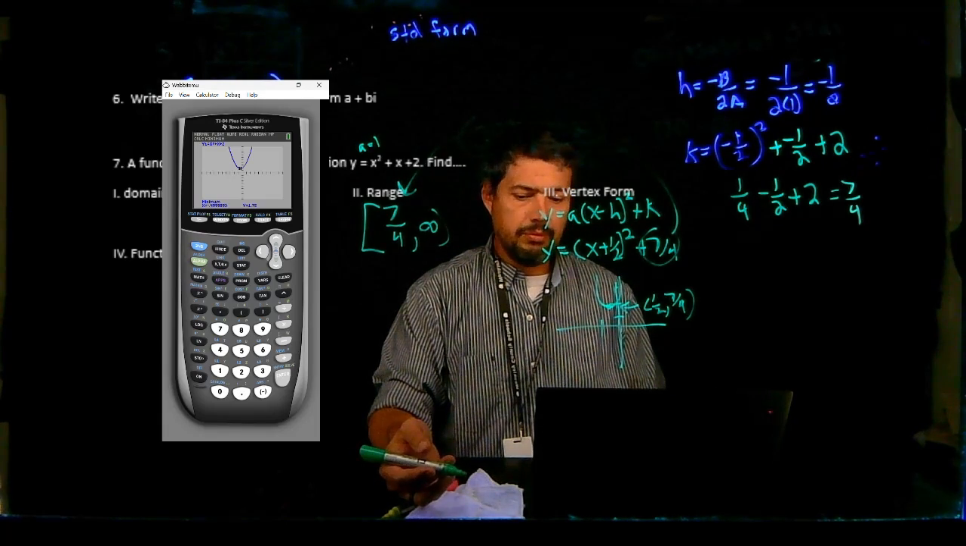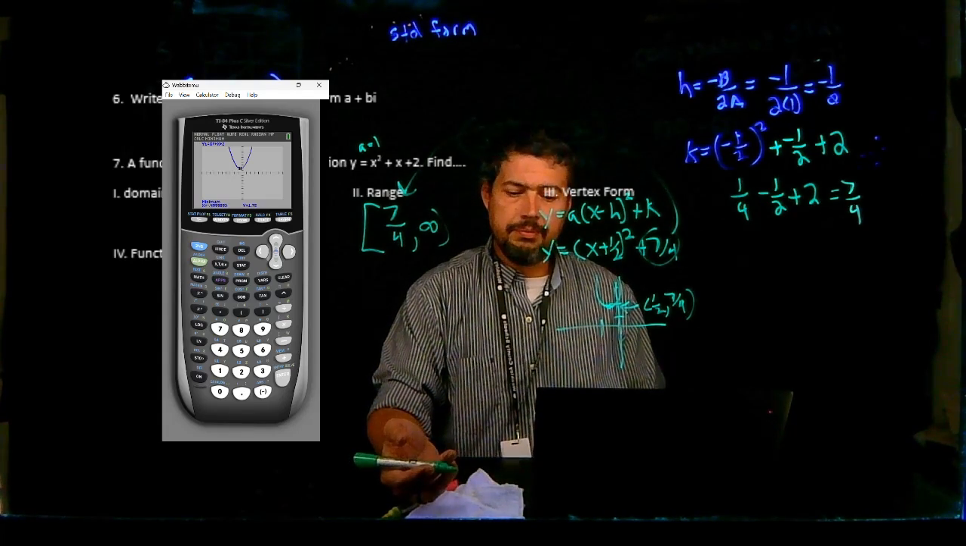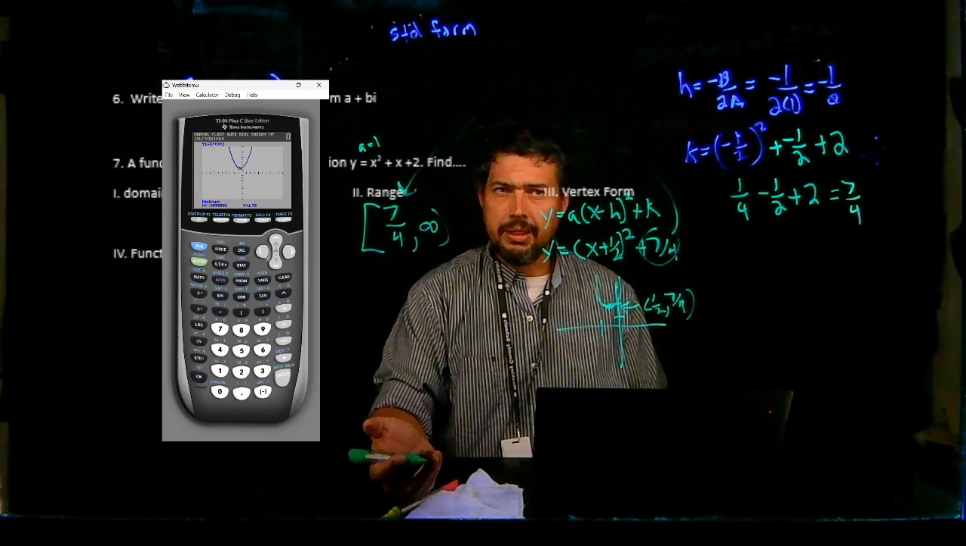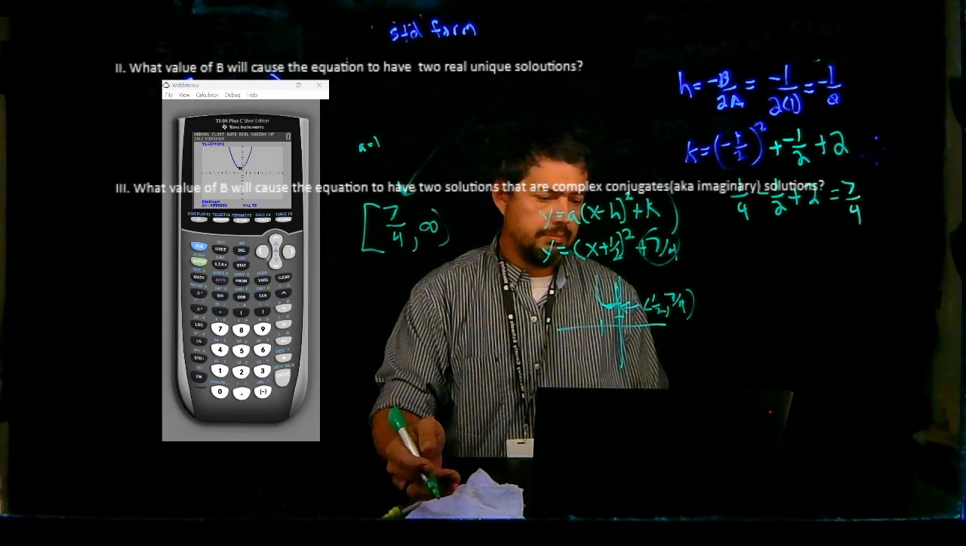And I could have used that information to write my range. I could have used this information to write vertex form because it would have given me h and k. And I could have looked at the graph and figured out domain. There's a lot of things I could have done with the TI-84. Anywho, moving forward.